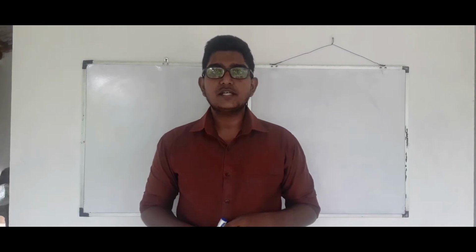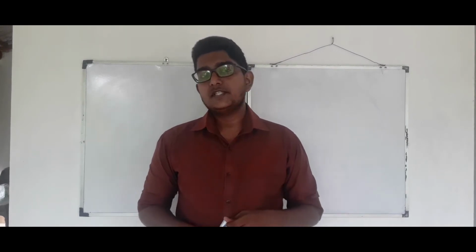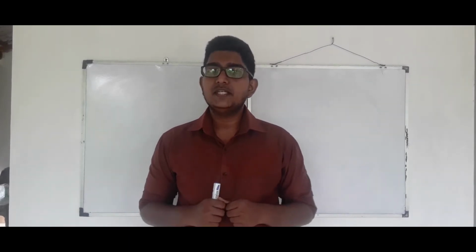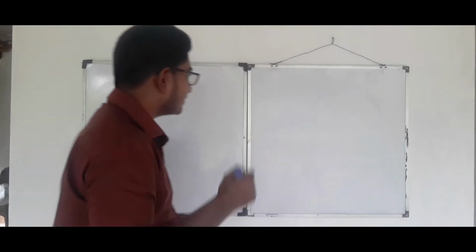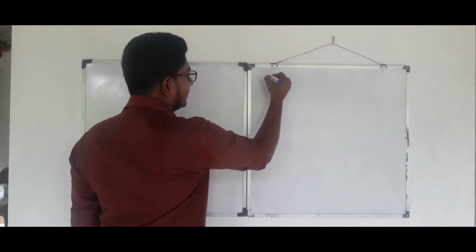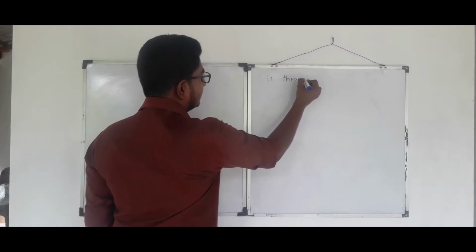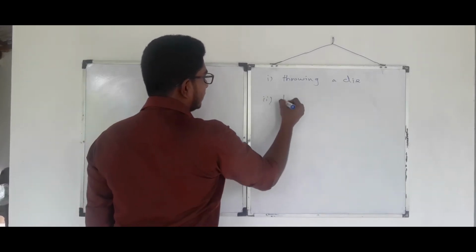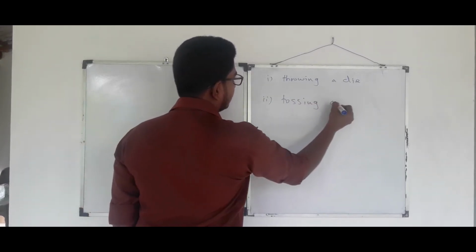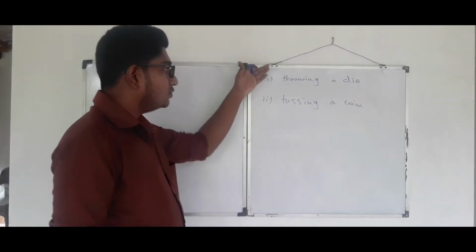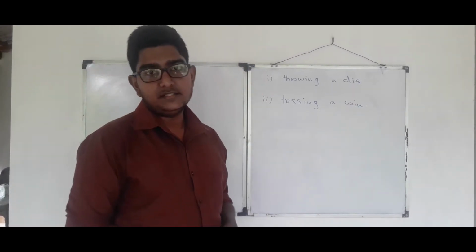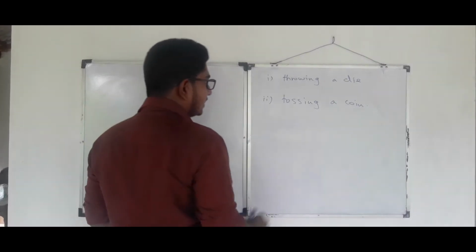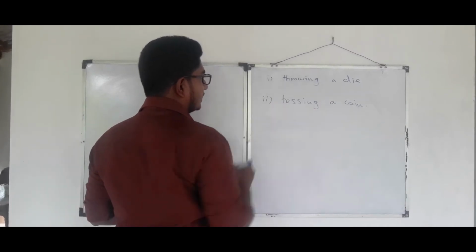Here we are going to discuss doing two random experiments simultaneously, where we can't express the sample space as a set like this. Let's say there is a random experiment: throwing a die and tossing a coin. These two activities are done simultaneously. To recap what we have discussed in the first video, let me write the sample space for this one, throwing a die.